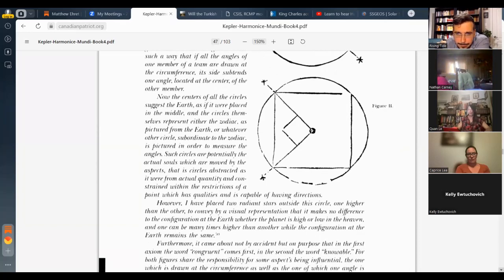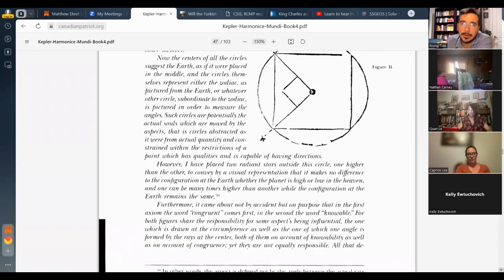Okay. Now the centers of all the circles suggest the Earth as if it were placed in the middle, and the circles themselves represent either the zodiac as pictured from the Earth, or whatever other circle subordinate to the zodiac is pictured in order to measure the angles. Such circles are potentially the actual souls which are moved by the aspects. That is, circles abstracted as if from actual quantity and constrained within the restrictions of a point which has qualities and is capable of having directions.